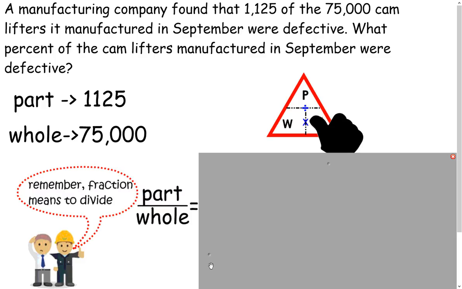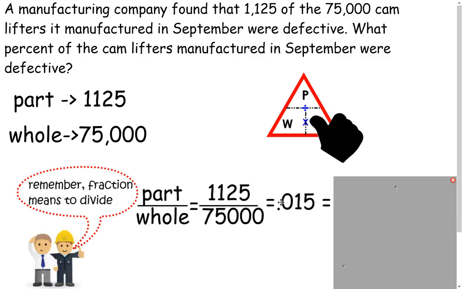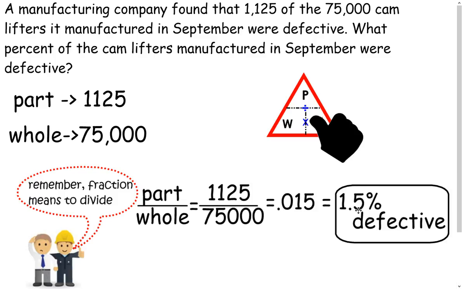Okay, part divided by whole. Remember, when you have a fraction like this, it just means divide, just means part divided by whole. Okay? So we've got those two numbers divided by each other. You get 0.015. We're moving our decimal place over 1, 2, and we get 1.5% defective.